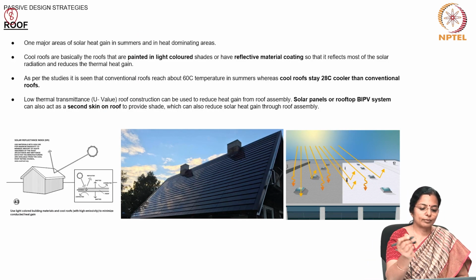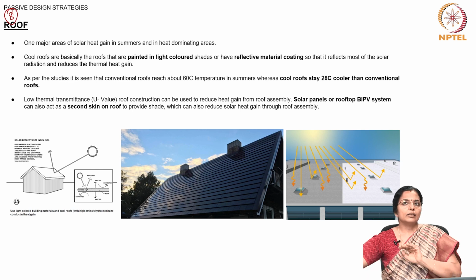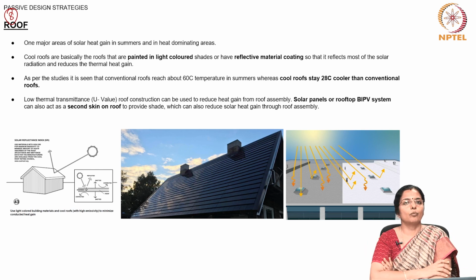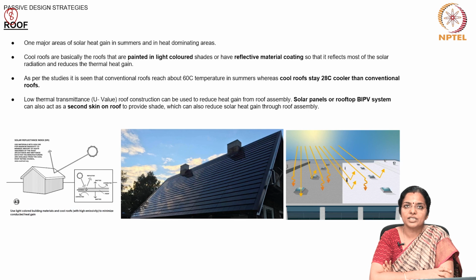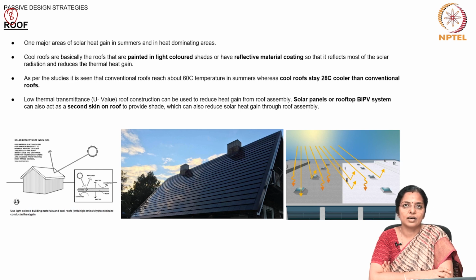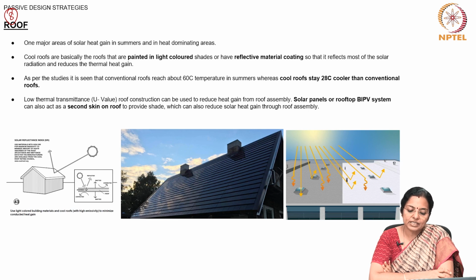Next is the roof. The roof is the area from where maximum solar radiation and heat enters the house in a hot and humid climate. Cool roofs are a good option under such circumstances. Cool roofs are basically roofs that are painted in light color shades or have reflecting material coating so that they reflect most of the solar radiation and reduce the thermal heat gain.